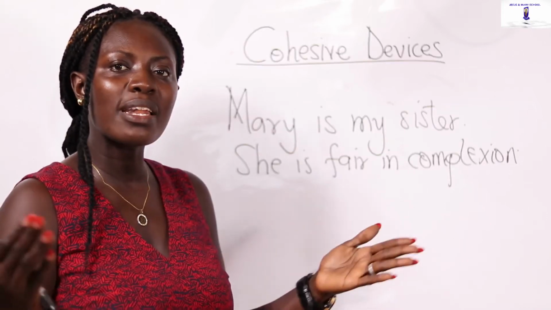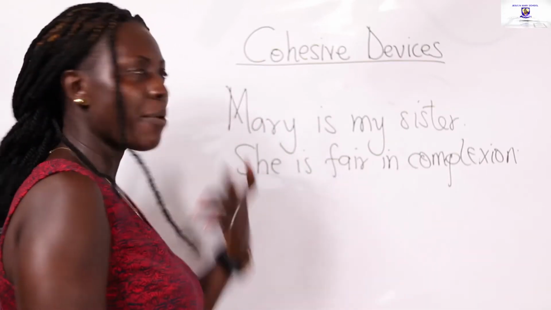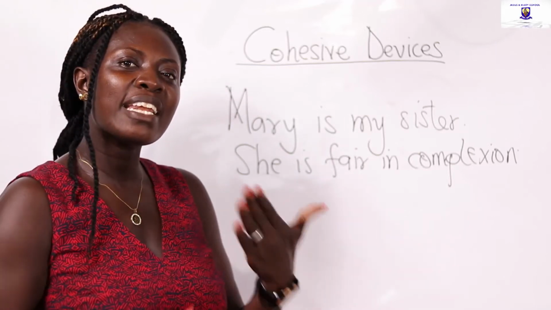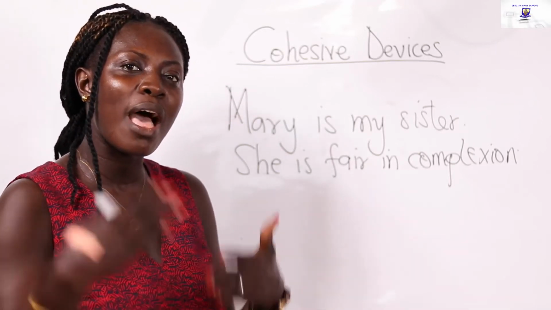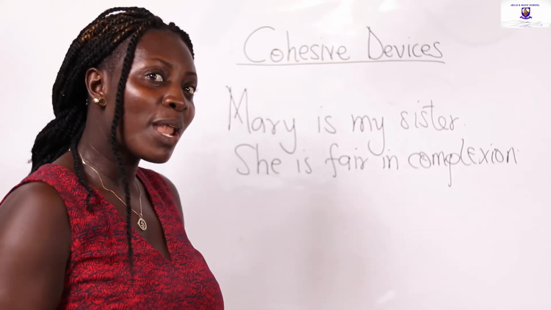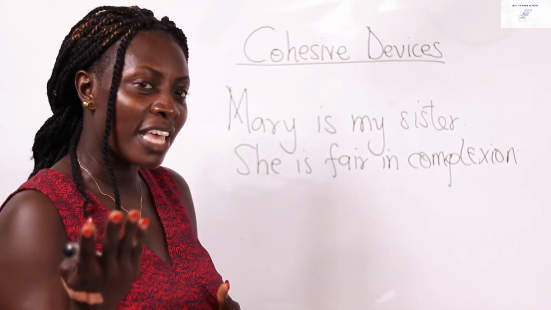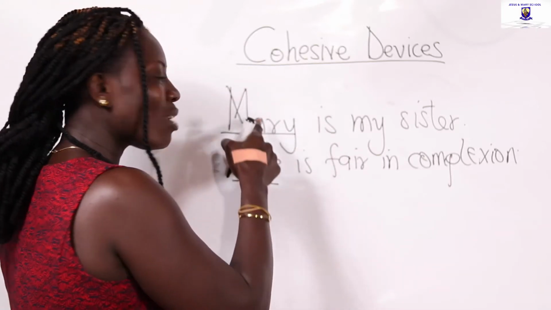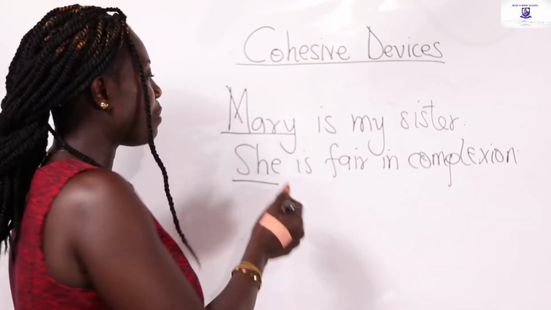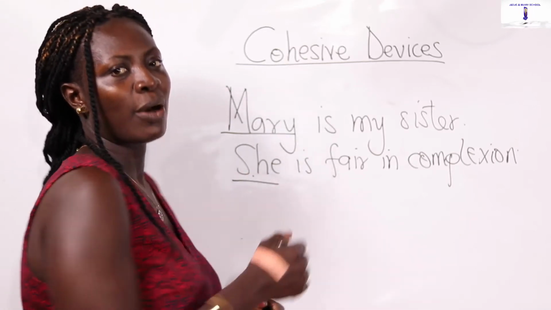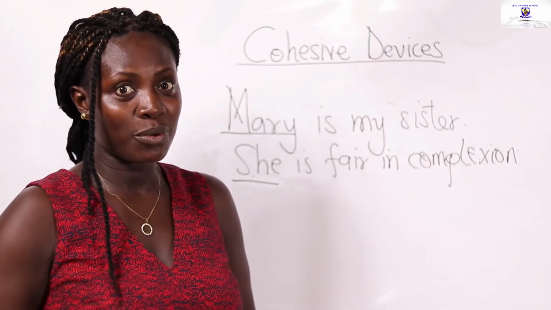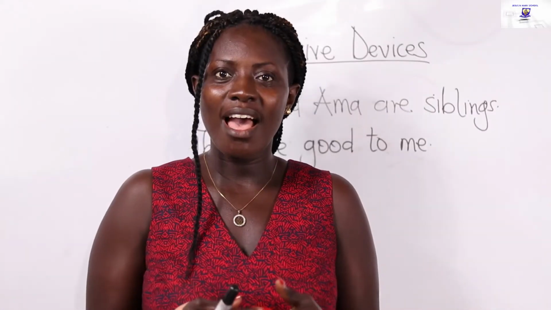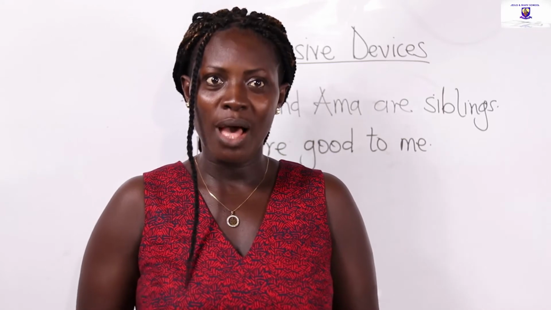The singular noun here is Mary, so I need to replace it with a singular pronoun. The singular pronoun, can you identify it? Yes. She. Good. So Mary is a singular noun and it's being replaced by a singular pronoun. I hope you are getting what we are doing here. Very good. Let's look at another way of using pronouns as a cohesive device.